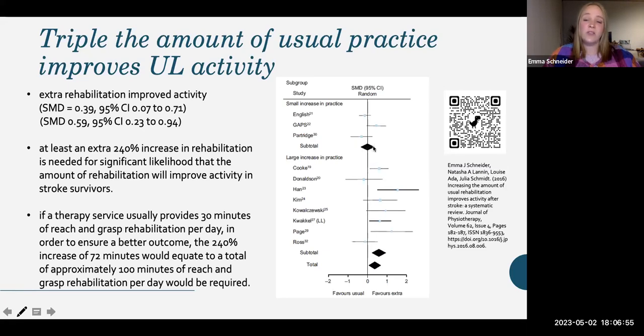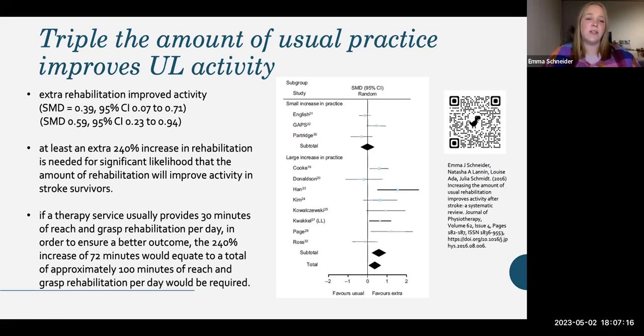That a little bit extra didn't really seem to make a difference. But when there was a lot extra, more than 100%, the diamond is actually quite far off to the right, and there was a standardized mean difference of 0.59. So that really does show that the effect of an extra amount of rehabilitation, more practice, leads to better outcome at the level of activity.